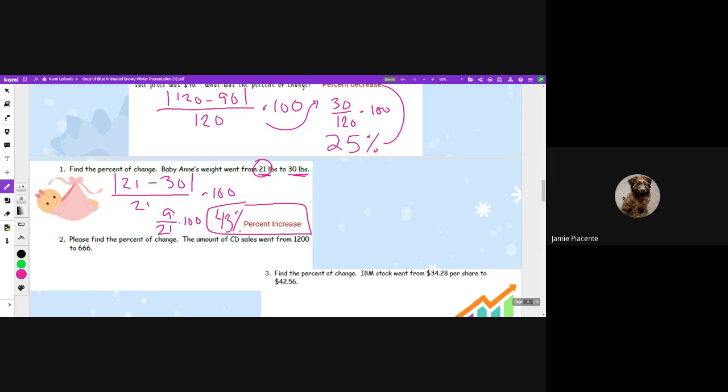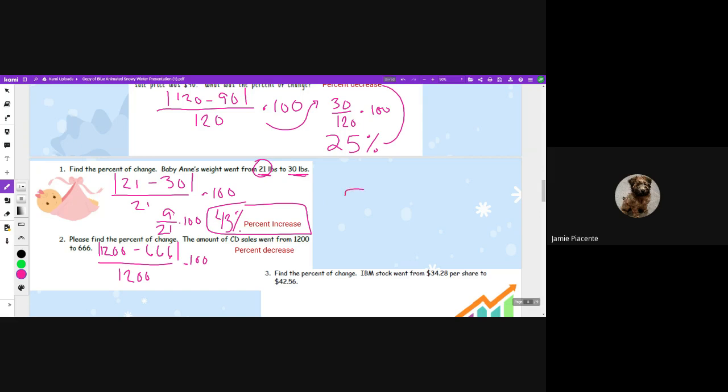All right, number 2. Find the percent of change. The amount of CD sales went from 1,200 to 666. So we went from 1,200 down to 666. So this is a percent decrease. Okay. So again, my original amount is 1,200. My new amount is 666 divided by my original, which is 1,200 times 100. So 1,200 minus 666 gives me 534.